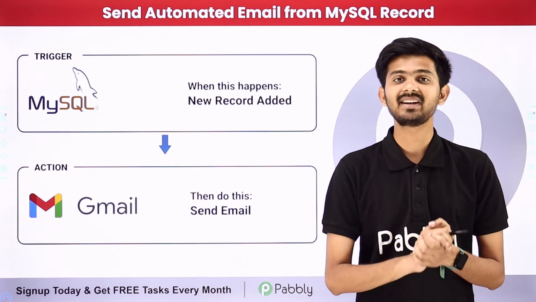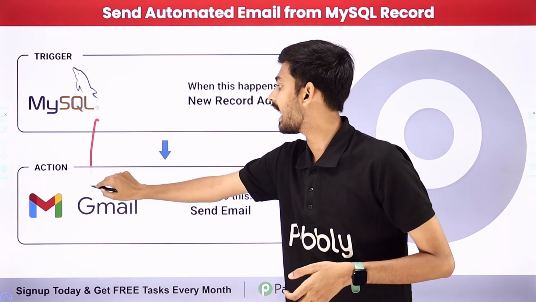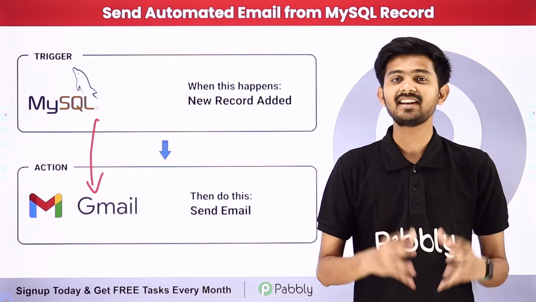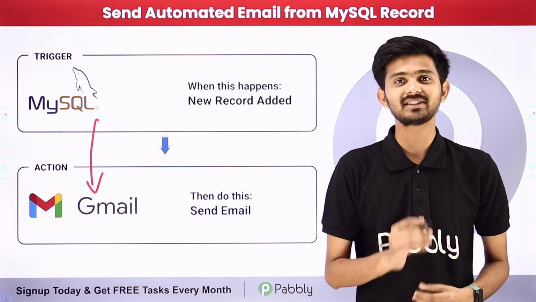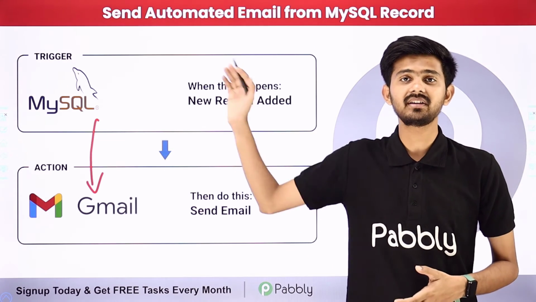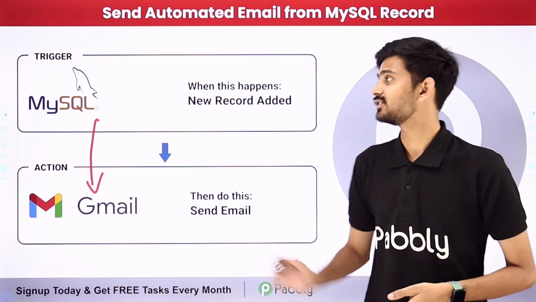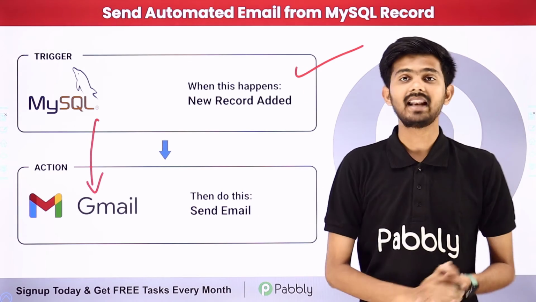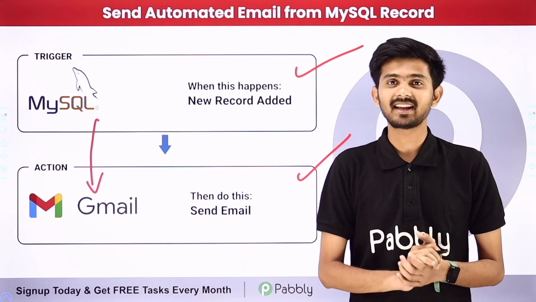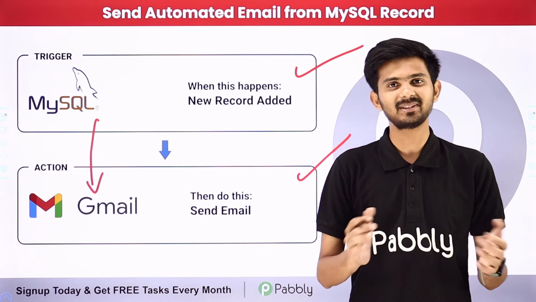So for that I need to build a connection between MySQL and Gmail. For building this connection, I'm going to use Pabbly Connect, which is an amazing software for automation and integration. In Pabbly Connect, I need to use the concept of trigger and action. In trigger application, I'm going to use MySQL. In action application, I'm going to use Gmail. So how I'm going to build this connection? For that, let me take you to my computer screen.